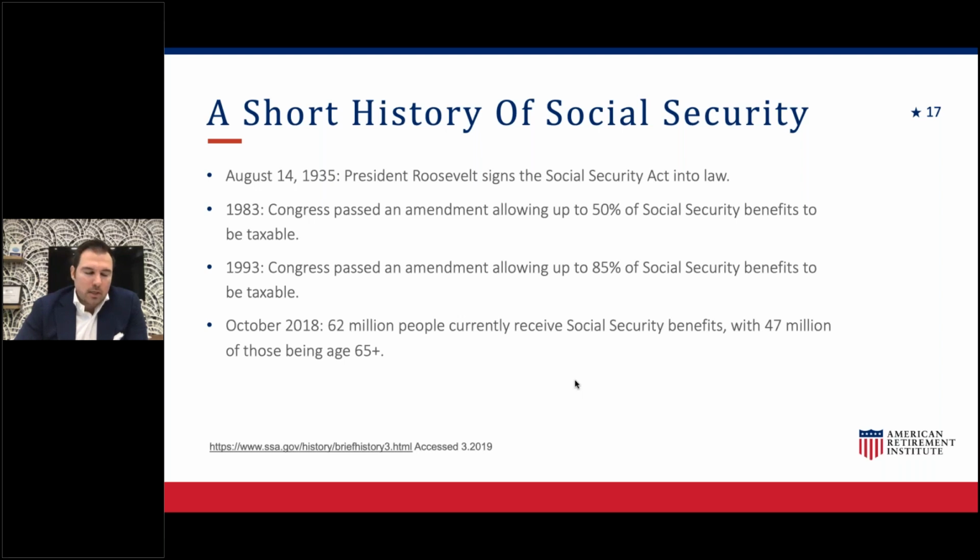So what that means is, if you're over certain income thresholds and your check is $1,000, then $850 of that $1,000 will be taxed at your ordinary income tax rate, which might be 12, 22, or 24%, and only 15% of your benefit would be tax-free. That is true for most Americans. In 2018, 62 million people received benefits, with 47 million of those being 65 and older. That's why I hope for baby boomers and those people 65 plus, that benefits remain unchanged.